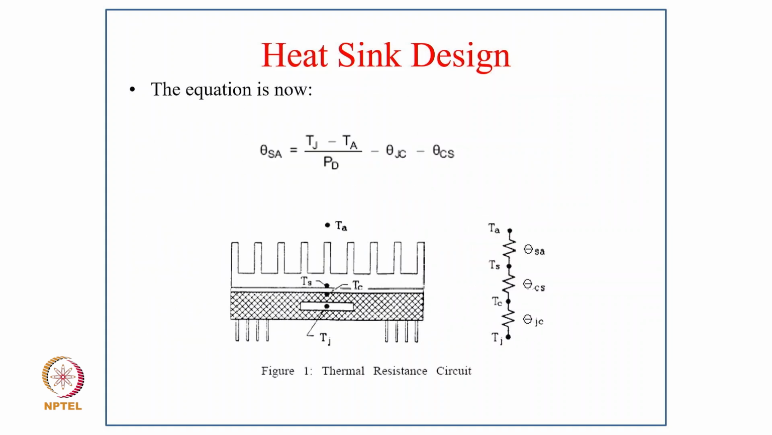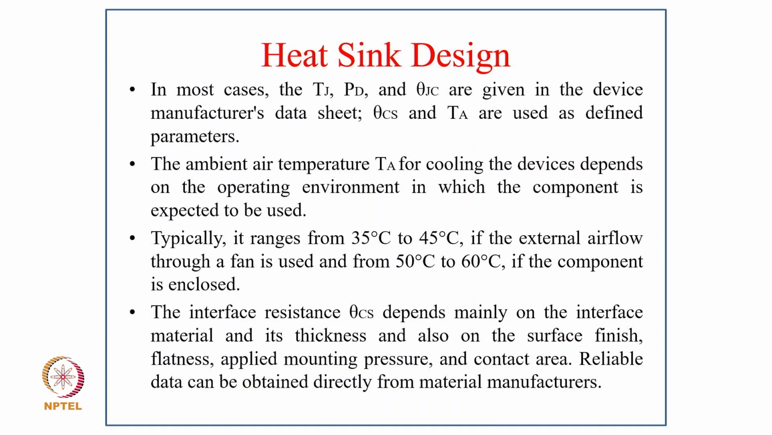So typically, the equation for the heat sink thermal resistance is theta Sa equal to (Tj minus Ta) divided by Pd, minus theta Jc, minus theta Cs. As you can see in the equivalent circuit, starting from the junction temperature Tj, we have theta Jc, then it comes to Tc, the temperature of the case, then it goes to Ts, the surface temperature, through theta Cs, and then it comes to the ambient temperature through theta Sa.